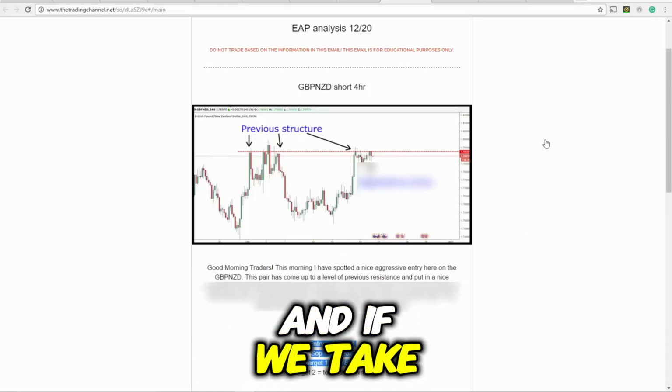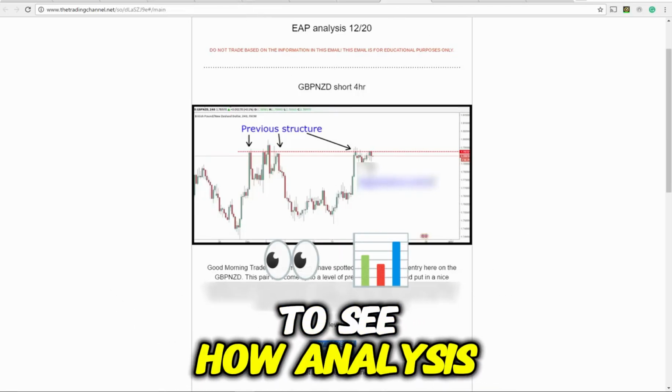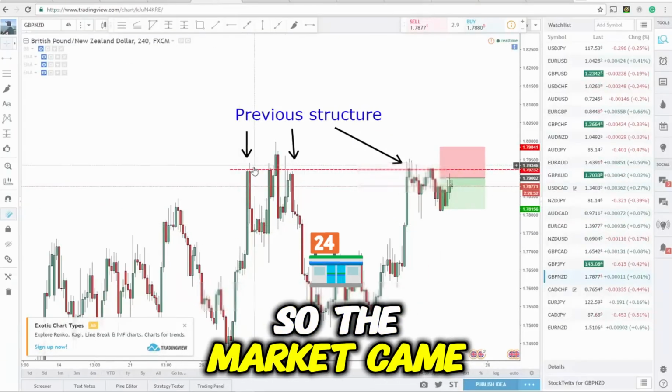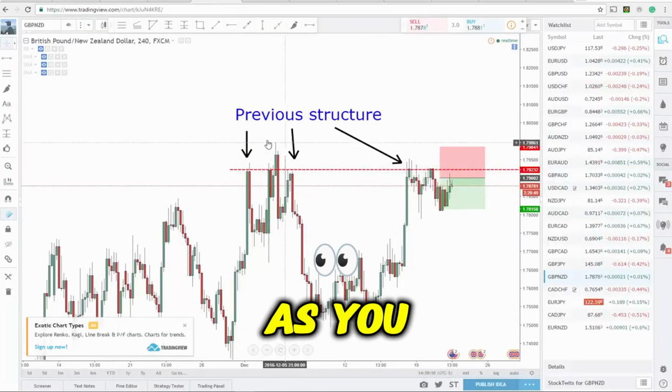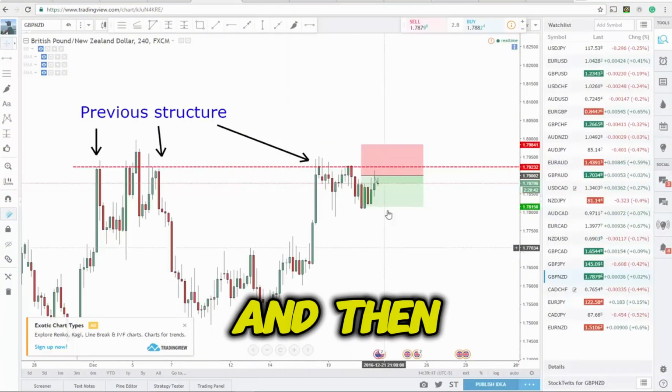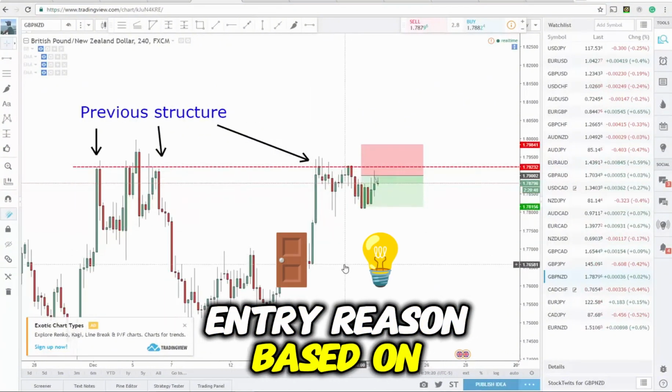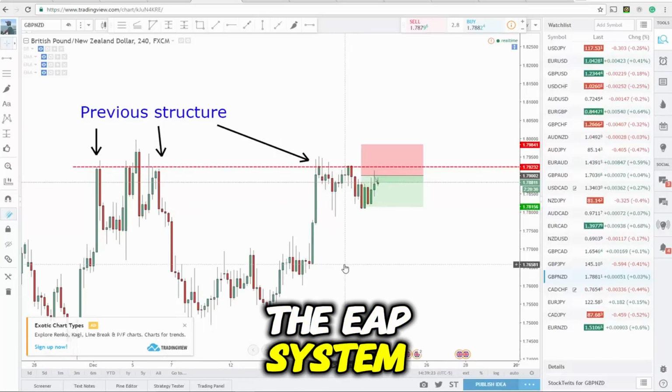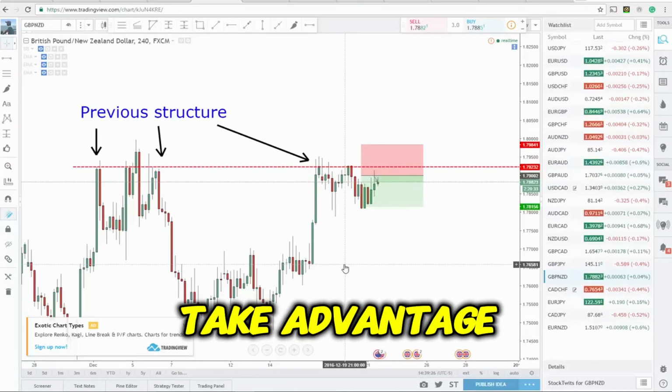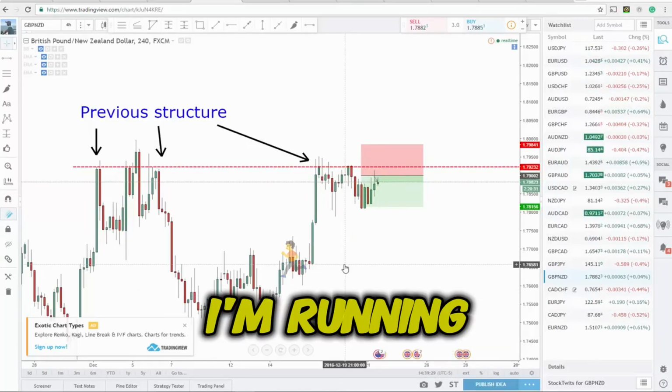And if we take a look at the pound New Zealand now to see how this analysis paid off. So the market came up to a previous point of structure, as you can see here, pointed out by my arrows, and then put in an entry reason based on the EAP system, which you can learn if you decide to take advantage of that EAP promotional offer that I'm running today.